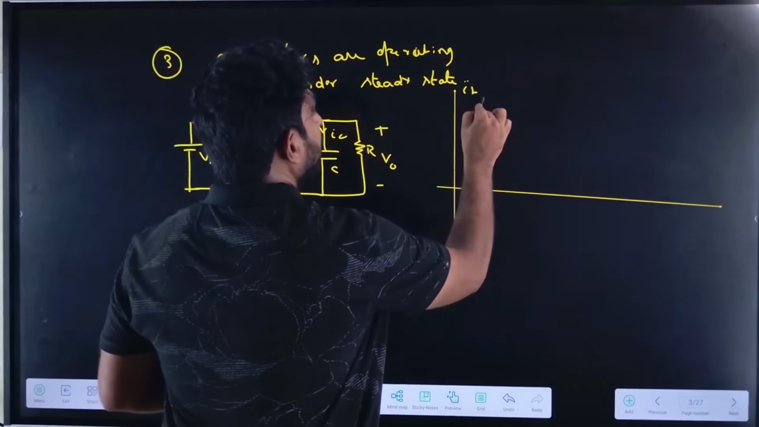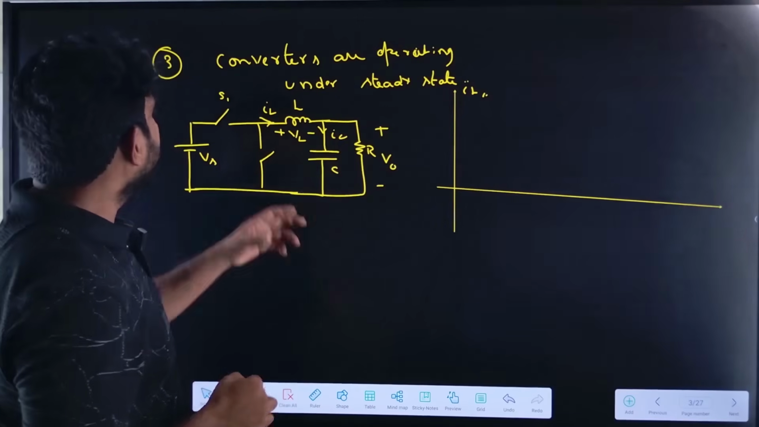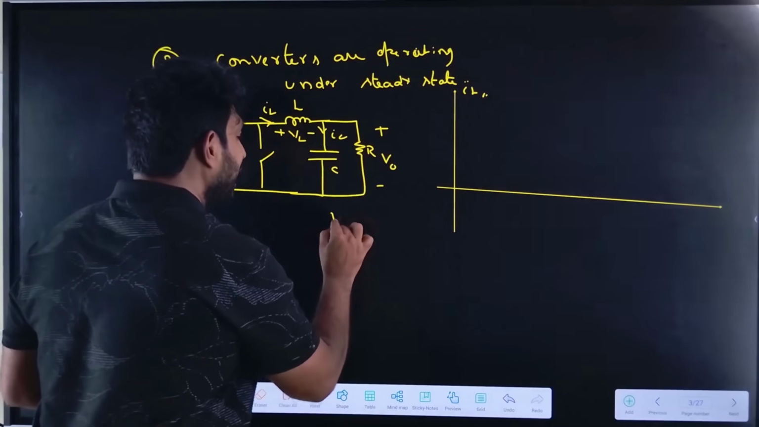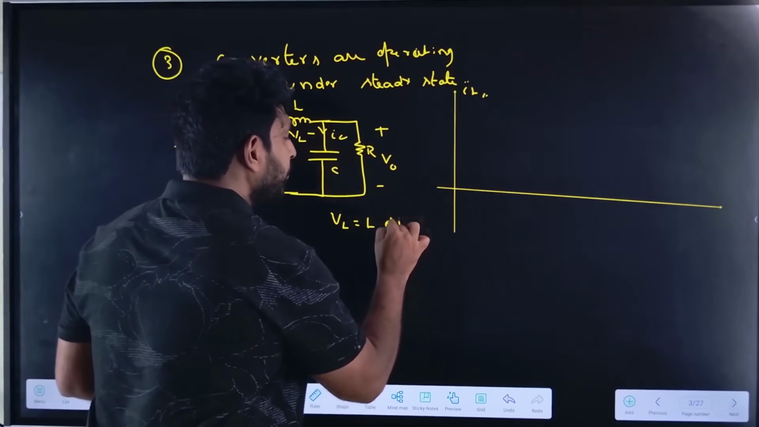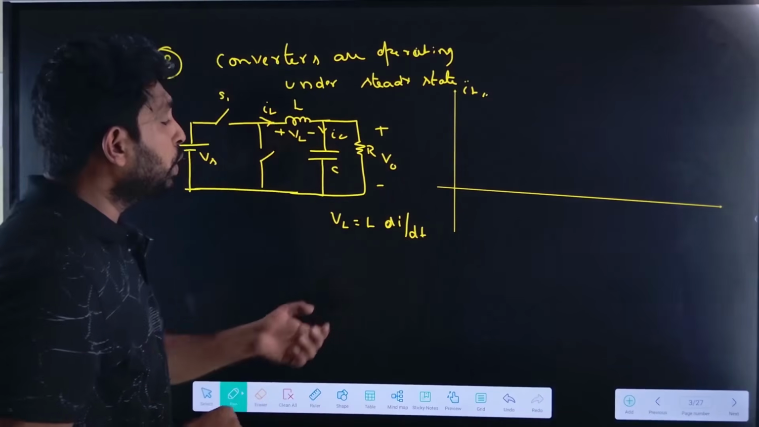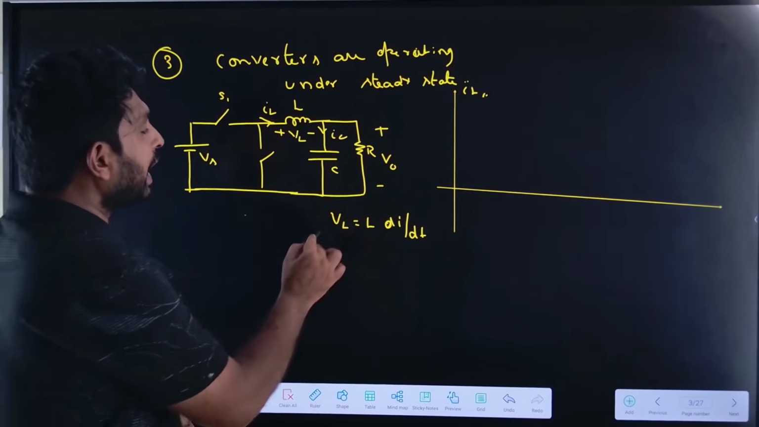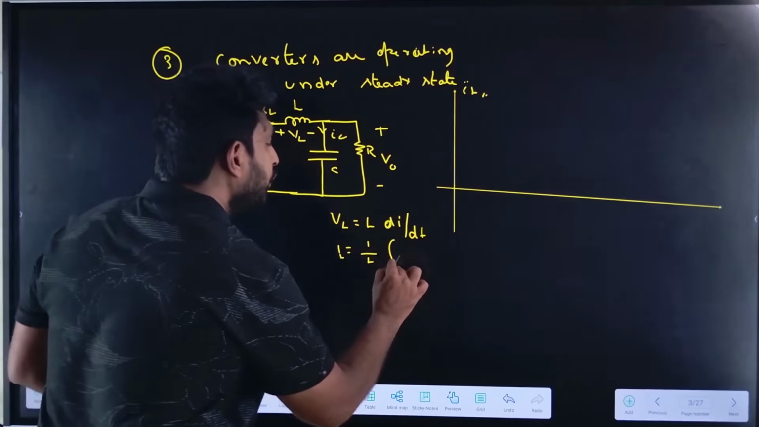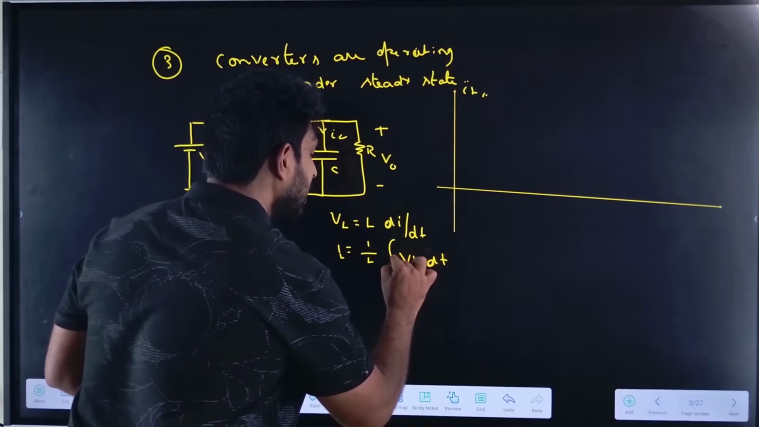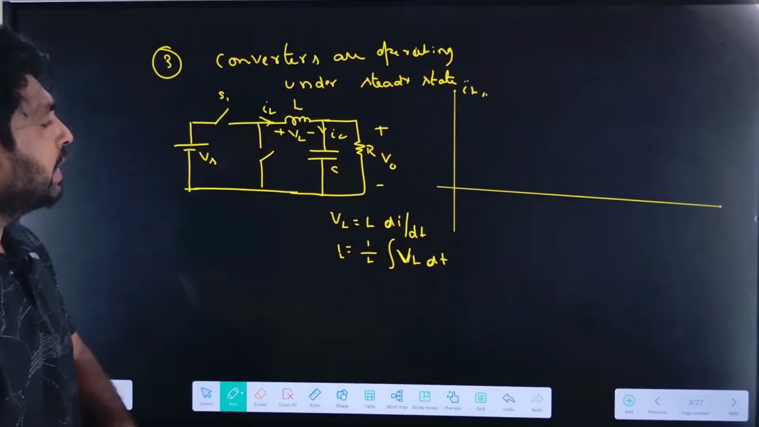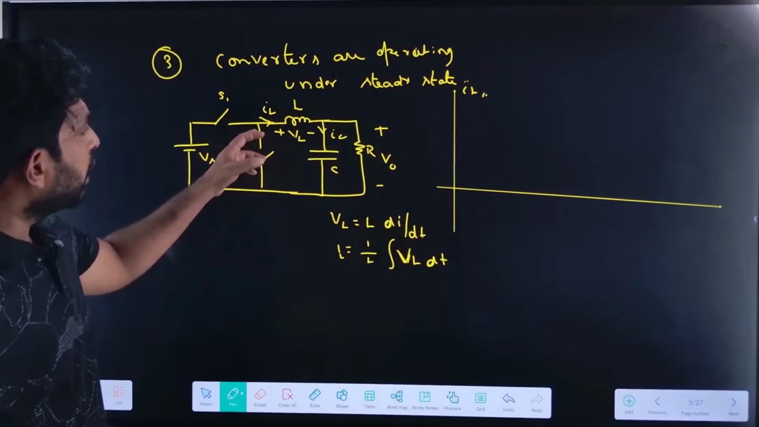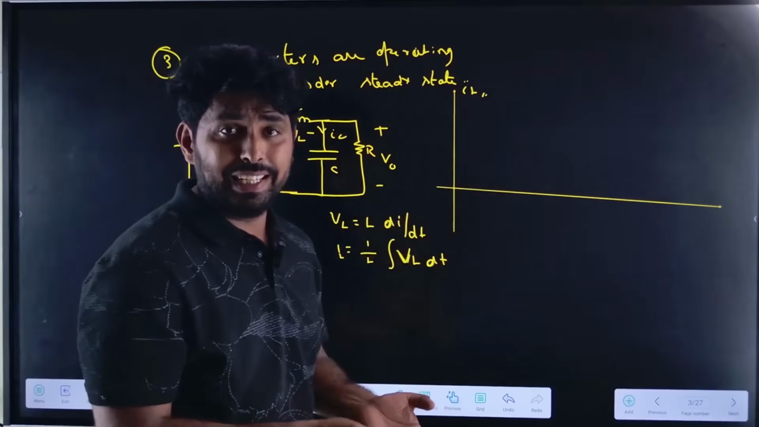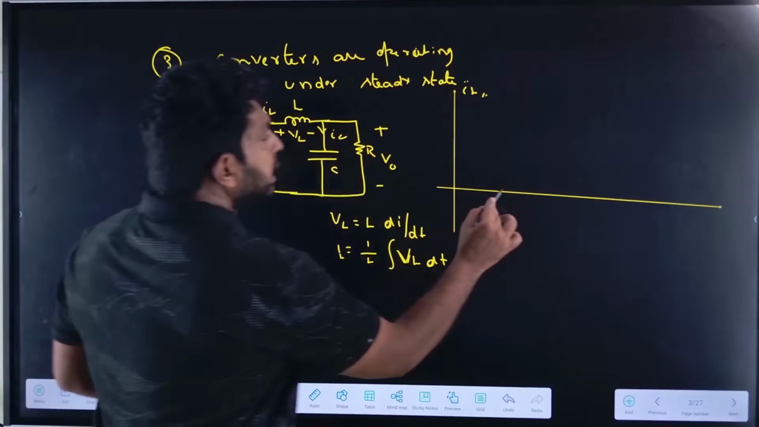How could I draw the inductor current IL? As we know, VL equals L into di by dt. From this, IL equals 1 by L into the integration of VL dt. This is the basic equation we have learned in electrical circuits. So now I need to draw the VL. If I know the VL, I can draw the IL easily.